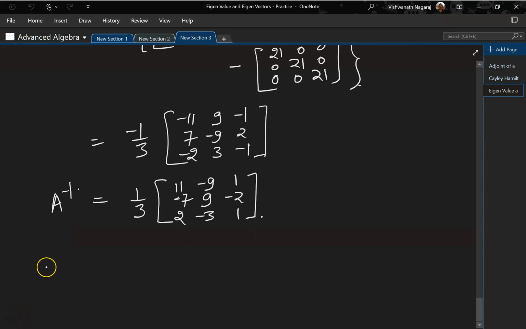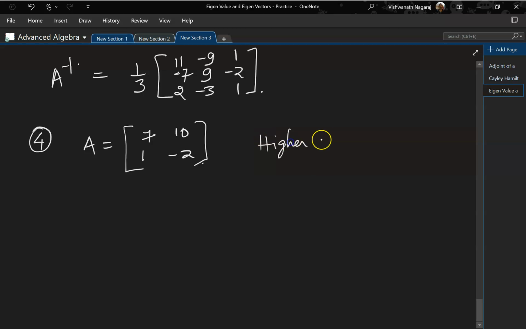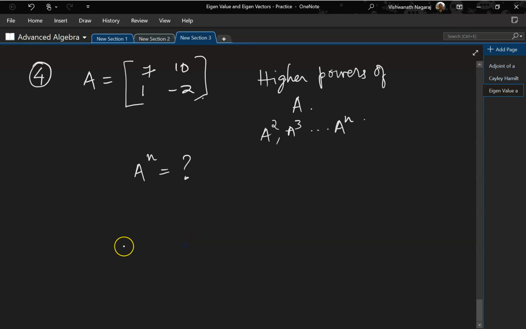Okay, the next problem is, let's say, given a matrix 7, 10, 1 and minus 2. What we have to figure out is the higher powers of A. So we should be able to come out with something by which it is easy to figure out A square, A cube, A n. So we have to figure out A n is equal to what. So let's see how we do that.